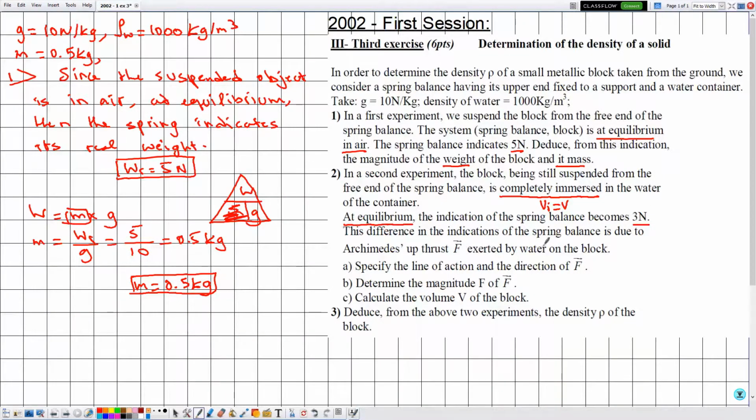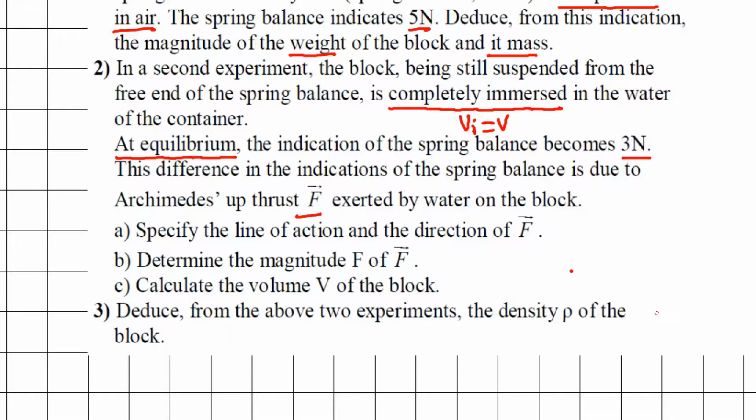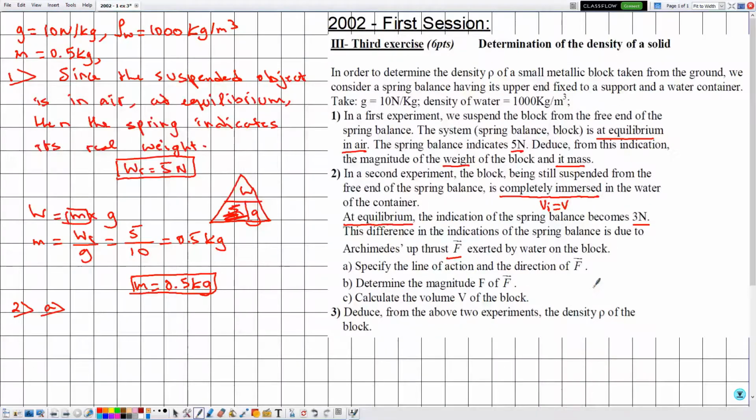This difference in the indications of the spring balance, they are telling me, is due to the Archimedes upthrust force exerted by water on the block. Then whenever we have a liquid, in particular water, then the metallic block will be directly subjected to the Archimedes upthrust force in addition to the weight. Part A: specify the line of action and the direction of F, always opposite to the weight. F acts vertically upward, so in this case the line of action is vertical, and the direction is upward.